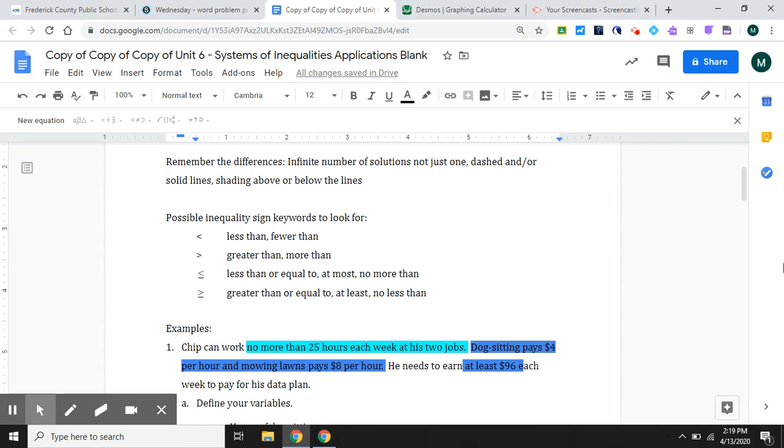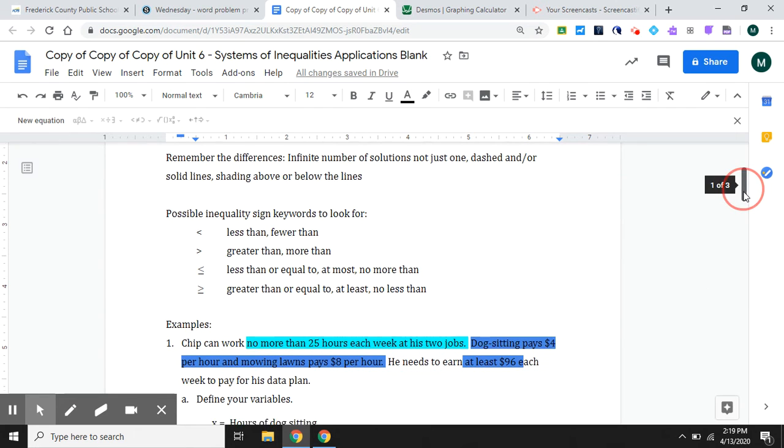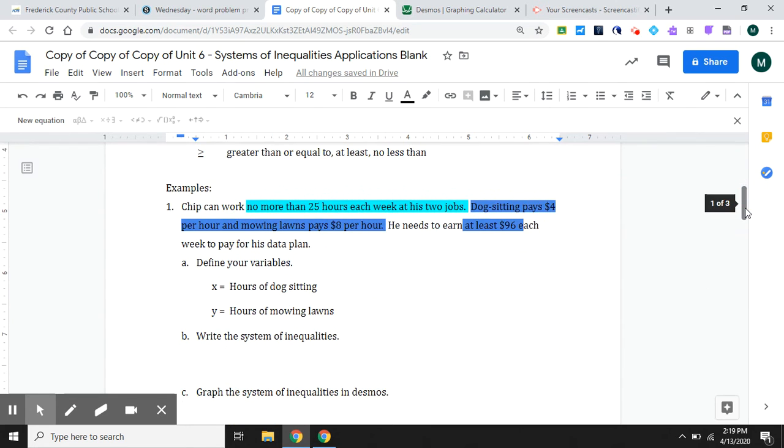So for the first example, Chip can work no more than 24 hours each week at his two jobs. Dog sitting pays $4 an hour and mowing lawns pays $8 an hour, and he needs to earn at least $96. So the fact that he can work no more than 24 hours or 25 hours each week is going to be our one equation, and that's like the light blue. The darker blue is going to be our money equation, where we need to earn at least $96.